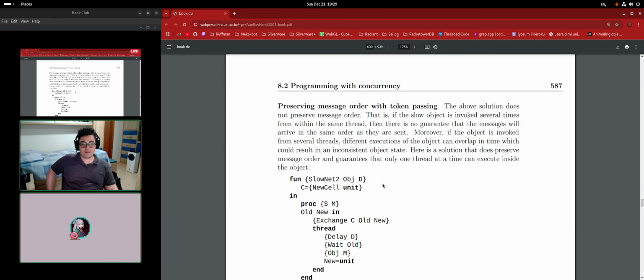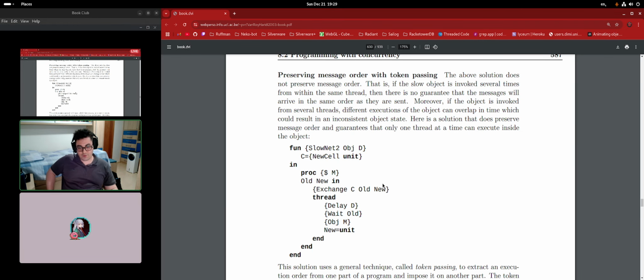Yeah, that is okay. We want to fix that, but I don't understand how this is fixing that. That's kind of my question. Okay, before we do the delay, which is inside of the thread there, we do the exchange, which means that this new cell now has an unbound variable inside of it. And what's the first thing that we do after the delay? We wait for old, which may still be unbound at this point, because the previous call didn't finish yet.